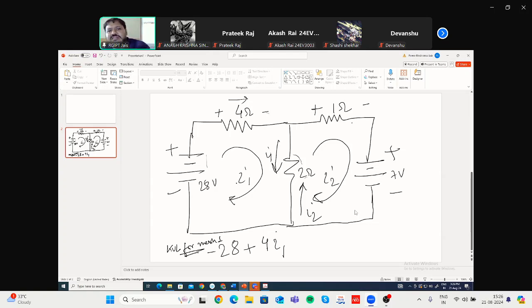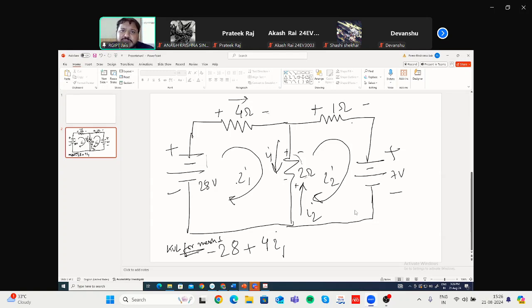While writing the KVL equation for mesh 1, how will you assign the plus and minus? If the current is flowing from top to bottom, then this will be plus, this will be minus. Again, according to Ohm's law, V equals IR, if current is flowing in the downward to top direction, then this will be plus, this will be minus.